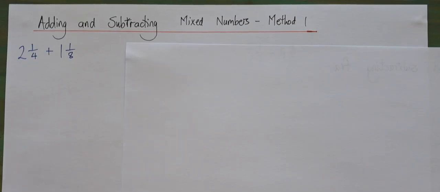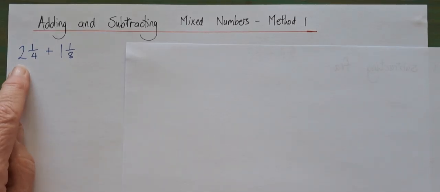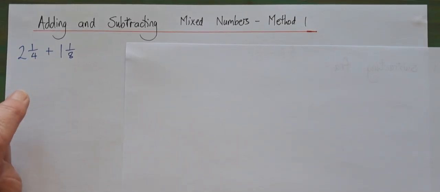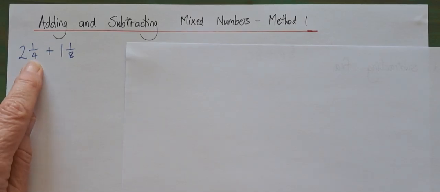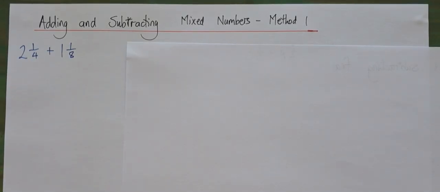In method 1, we're going to be adding or subtracting the whole number part of the fraction first and then separately adding the fractions. Remember that a mixed number is made out of a whole number part and a fraction part. So we need to be very aware of that from the previous episodes, and let's continue now to see how to add these two together.